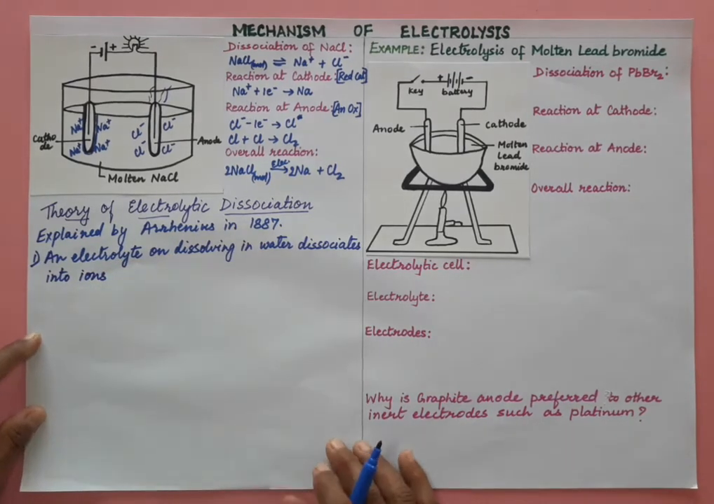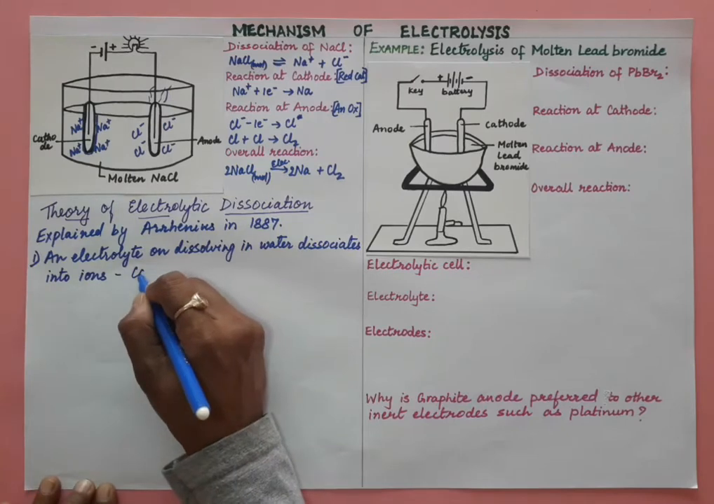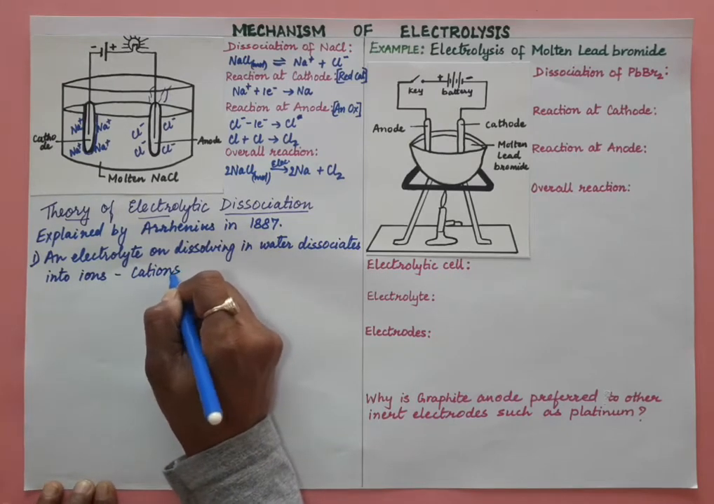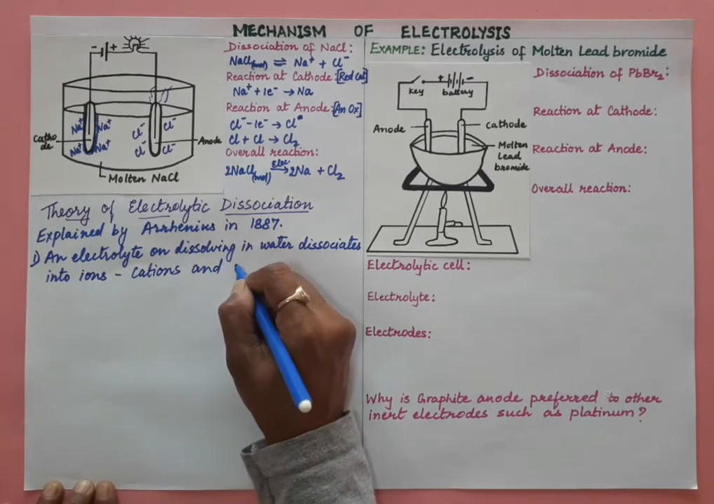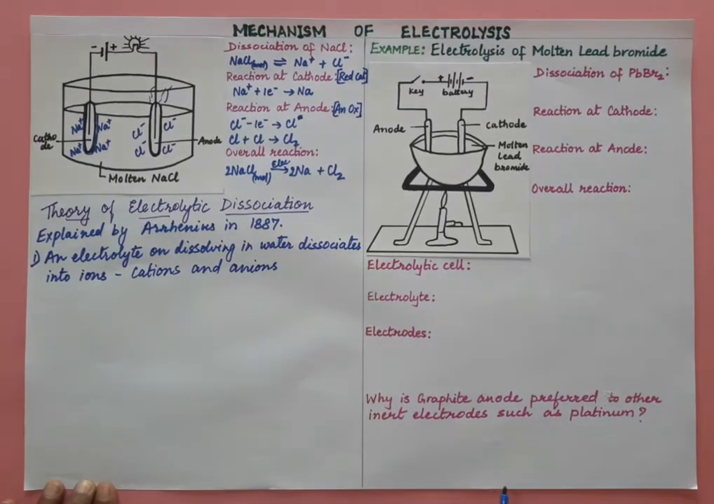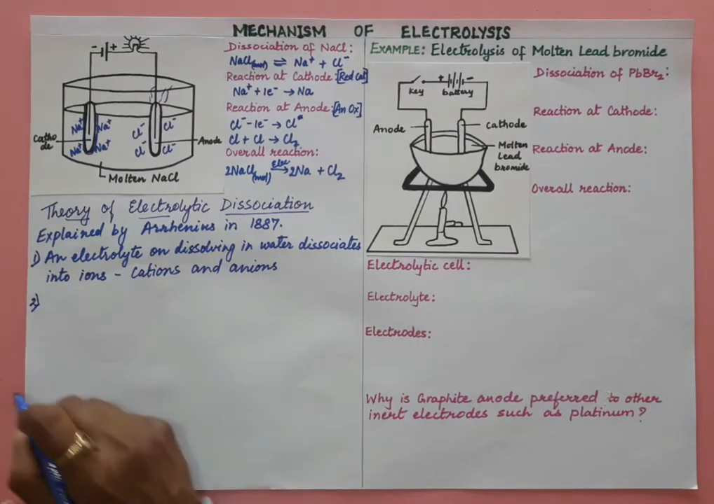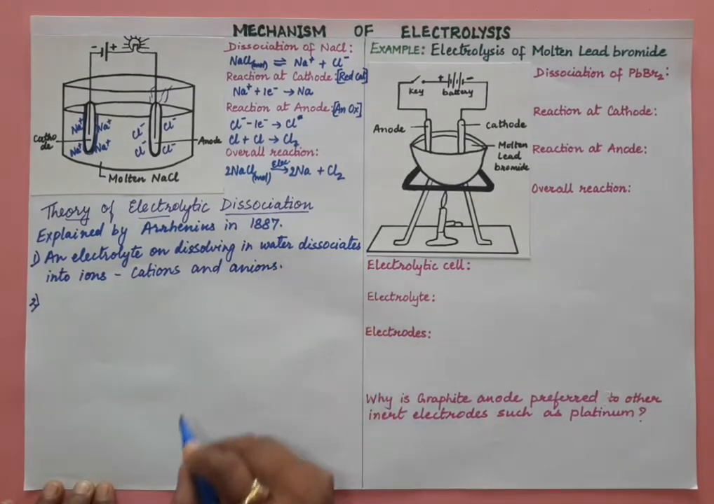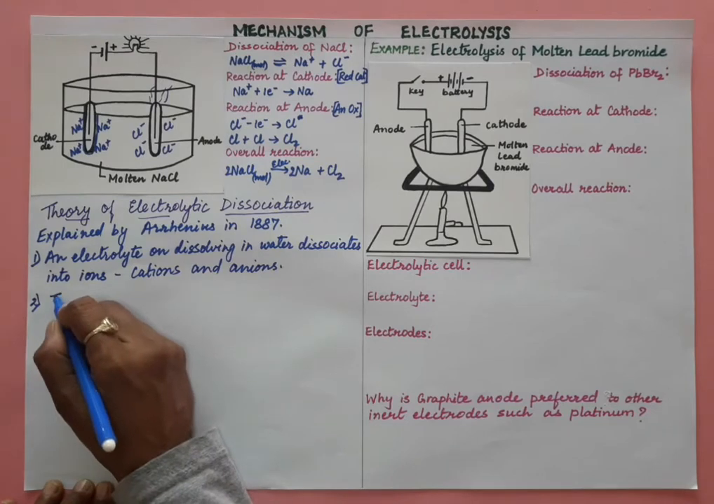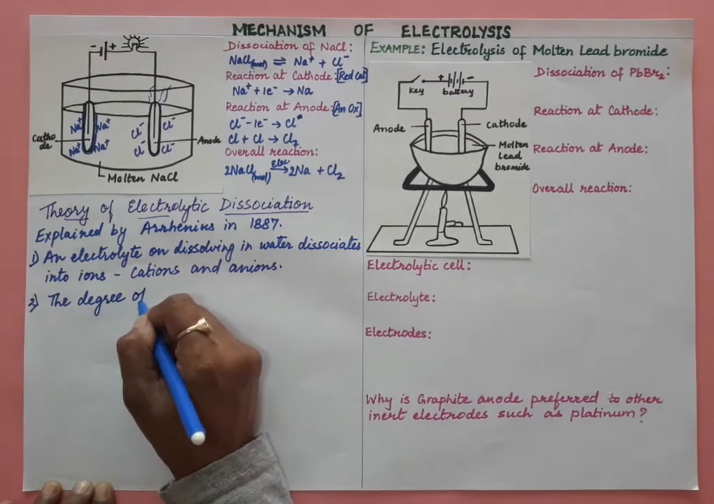So these ions are cations and anions. It will dissociate into cations, which are positively charged ions, and anions, which are negatively charged ions. And this allows the flow of electric current, because of the presence of these ions.